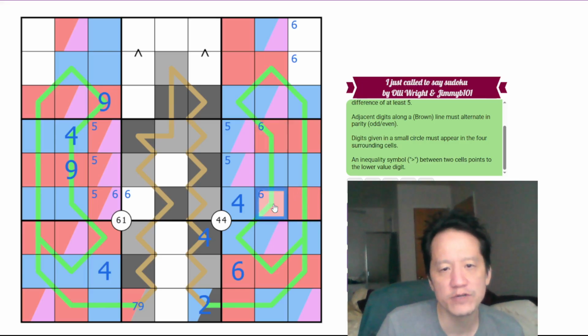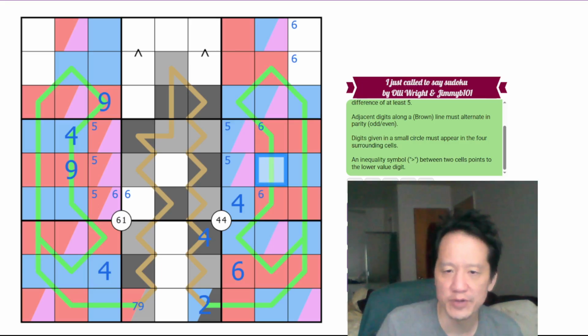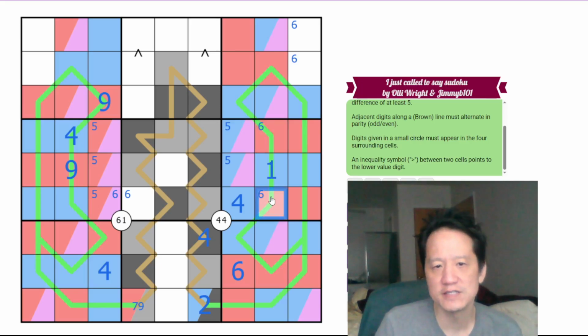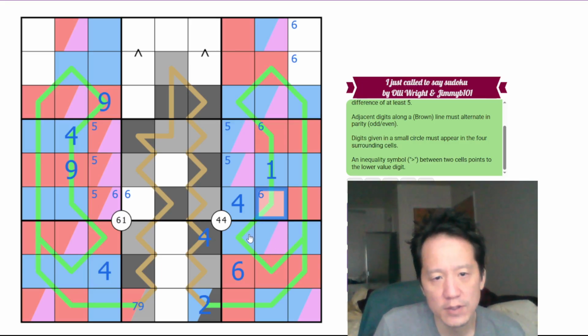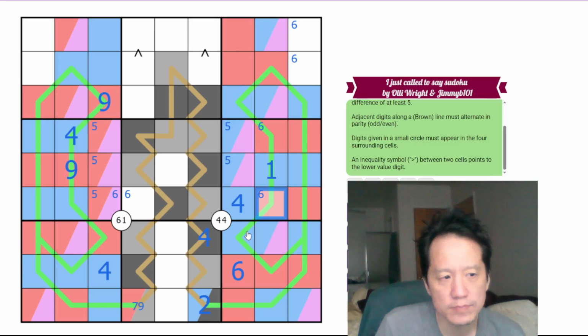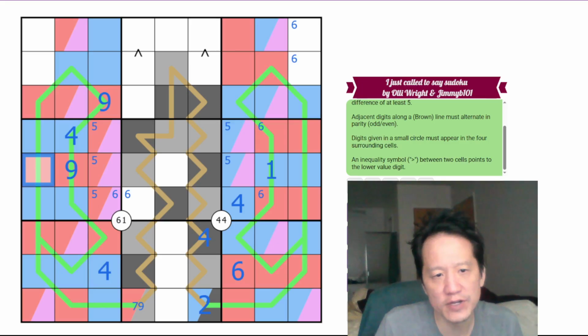Since 6 is one of those 2, the only digit this can be is a 1, right? Either way, the 6 has to be one of these 2 digits, right? And 6 can only be next to 1 on a German whisper line. So this is a 7 or 8. This is a 2 or 3.